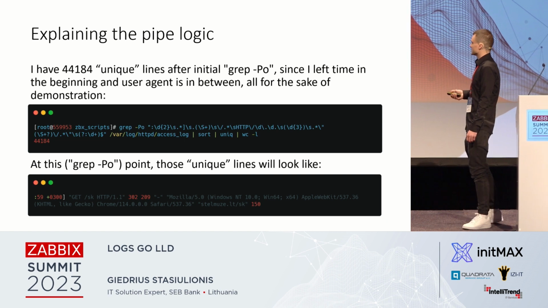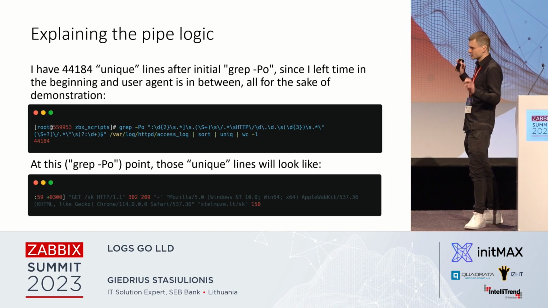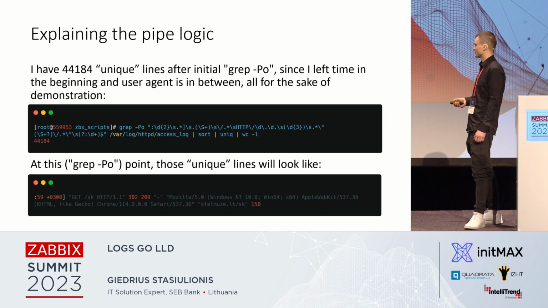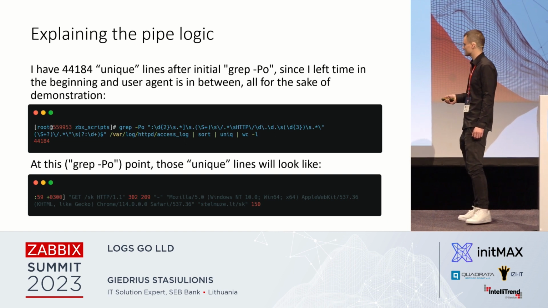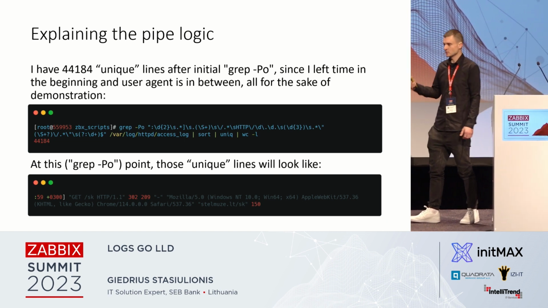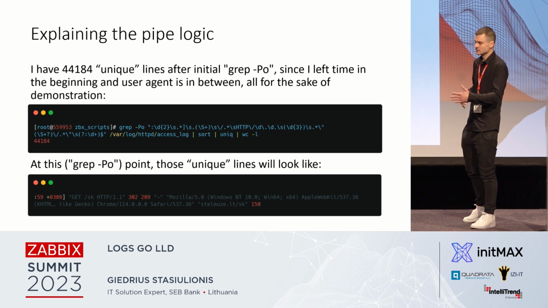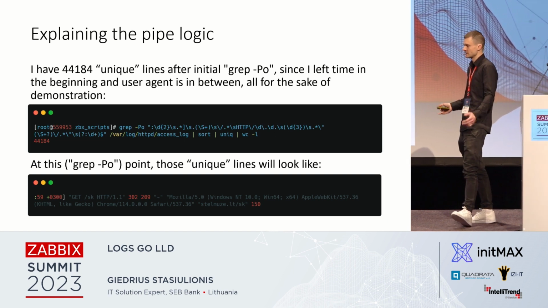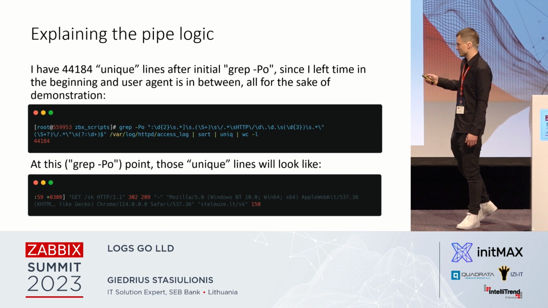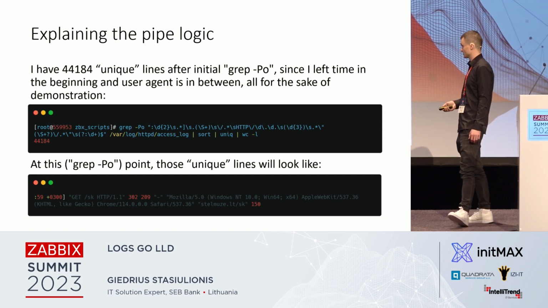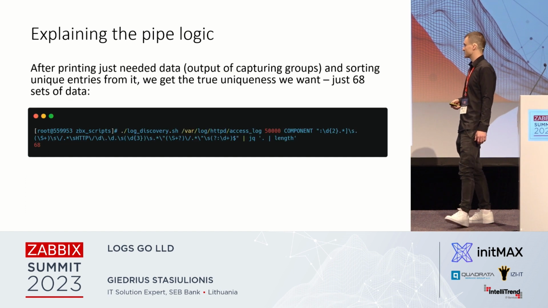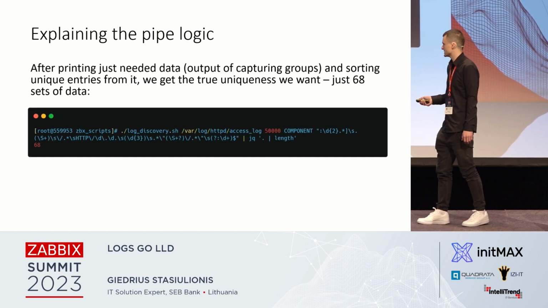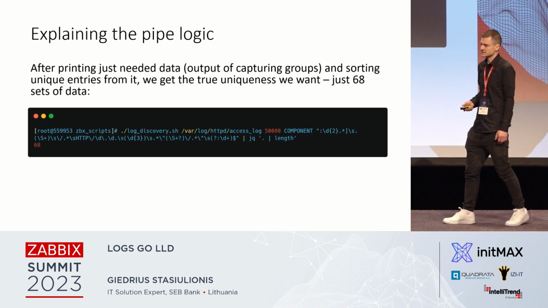So what this means is that we have a lot of unique lines after the grep part. That is exactly because of what I explained. So I'm leaving seconds, I'm leaving durations, I'm leaving the user agent. So it makes all the lines have something highly different, and that's why you have a huge set of data before you invoke the Perl, which prints the output of capturing groups. So I have 44,000 lines there, but once you run the script, you will see that out of those 44,000 lines, you will have 68 different sets of data.